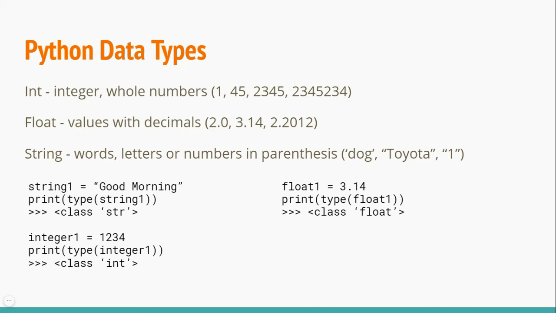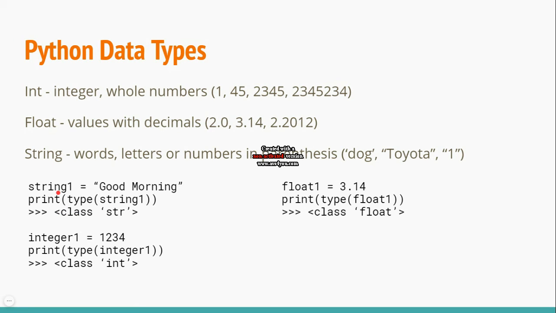So just to review data types, we should remember that int stands for integer, which are whole numbers. Then we have floats, which are decimal numbers. Strings, that are words, letters, or numbers in parentheses. And if you're using Python, you can call type. So when I say call, you're using the function. So here we're calling print, and then we're calling type. And what that is going to do is it's going to return the type of that variable.